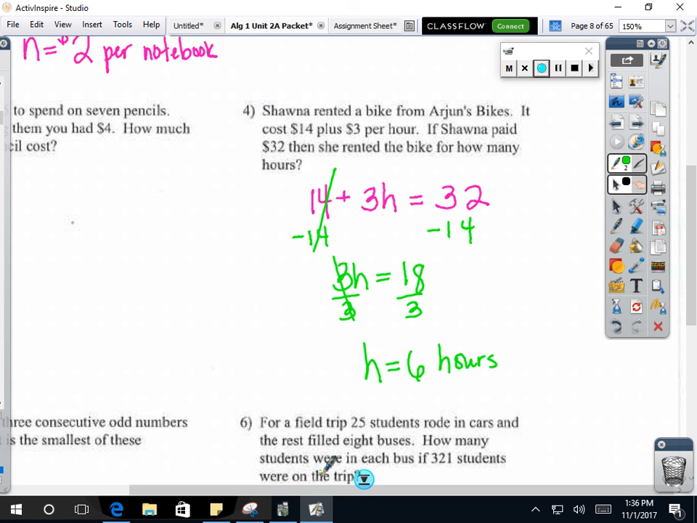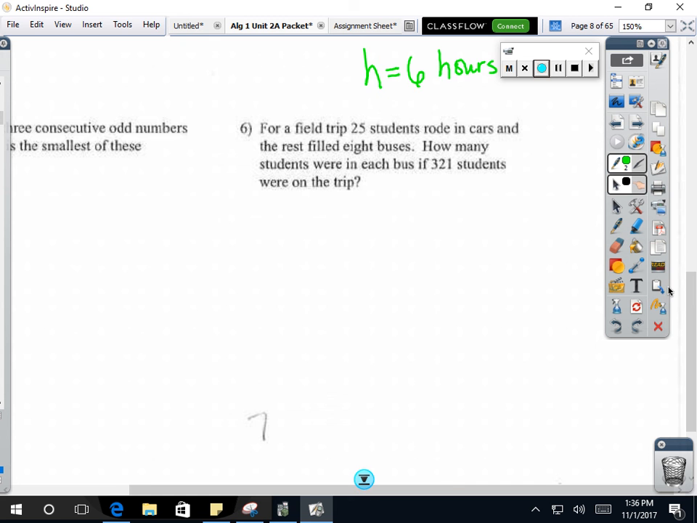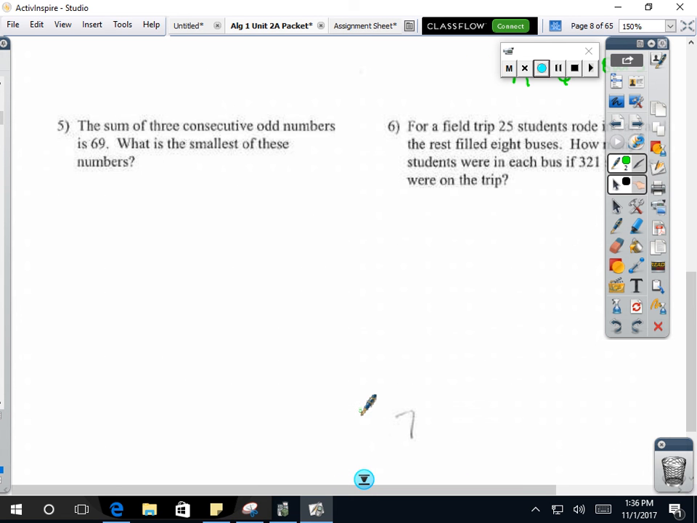Okay, now let's move to question number 5. Everybody good? All right, number 5. The sum of 3 consecutive odd numbers is 69. What is the smallest of these numbers? We've done this before. What does consecutive mean? Like, you're right, no skipping. Correct, like 1, 2, 3, or 4, 5, 6. But this time, it's consecutive odd numbers.